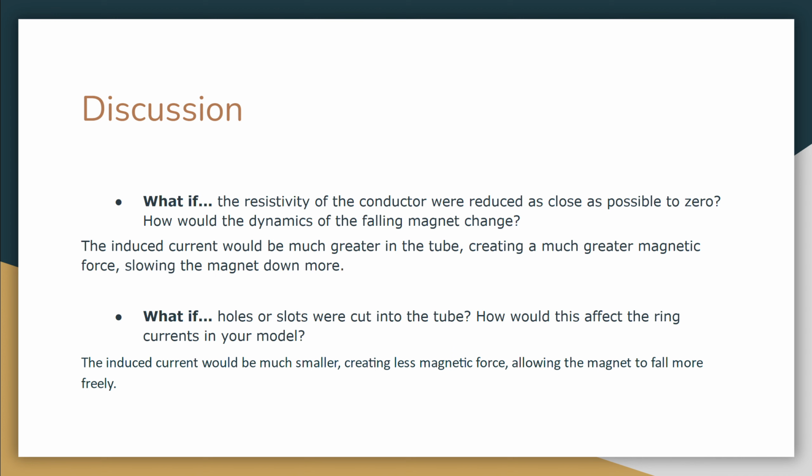And then what if holes or slots were cut into the tube? How would this affect the ring currents in your model? Well, this would also be similar to Ohm's law. The induced current would be much smaller. This would create much less magnetic force, and this would allow the magnet to fall more freely, or spend less time in the tube.